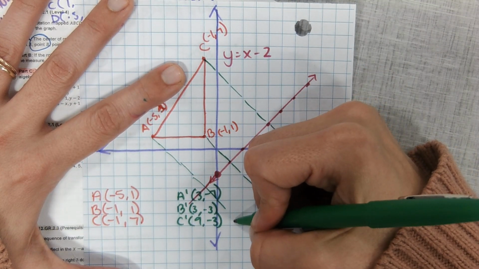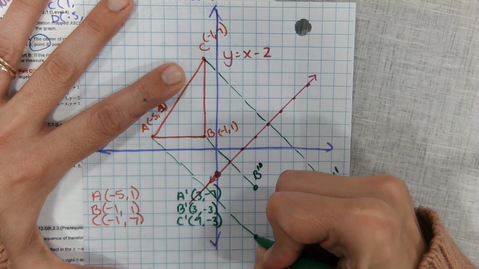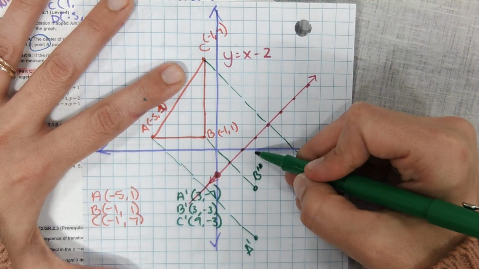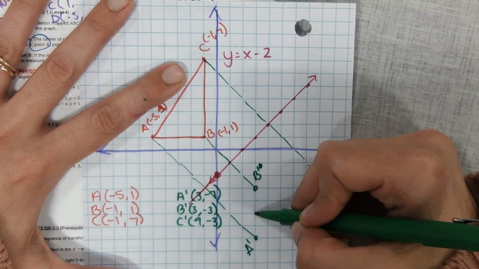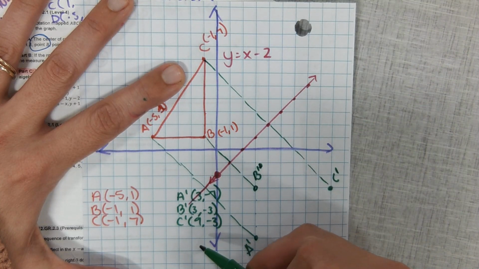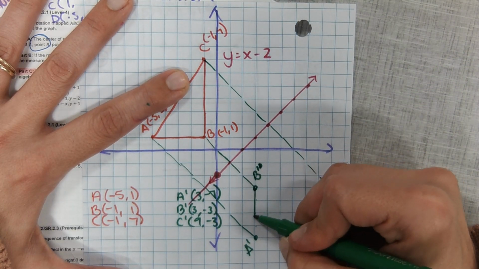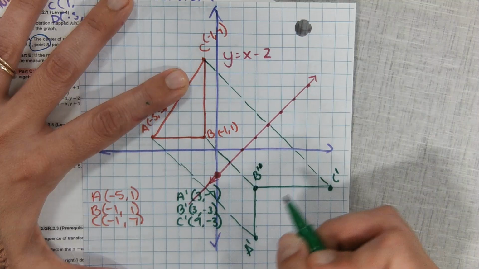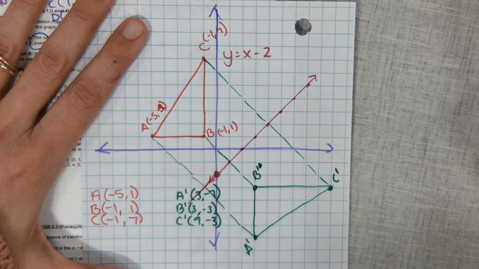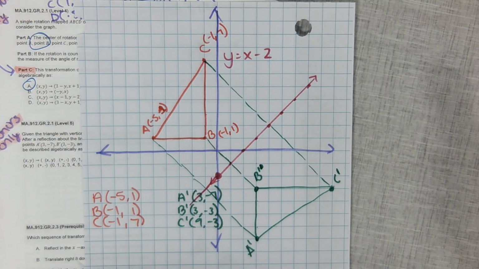1, 2, 3, A prime. And 3, 1, 2, 3, 4, 5, 6, 7. Okay, it matches. So there's our reflected shape.